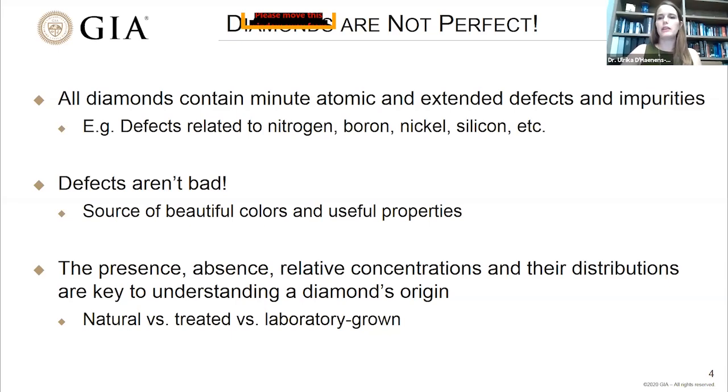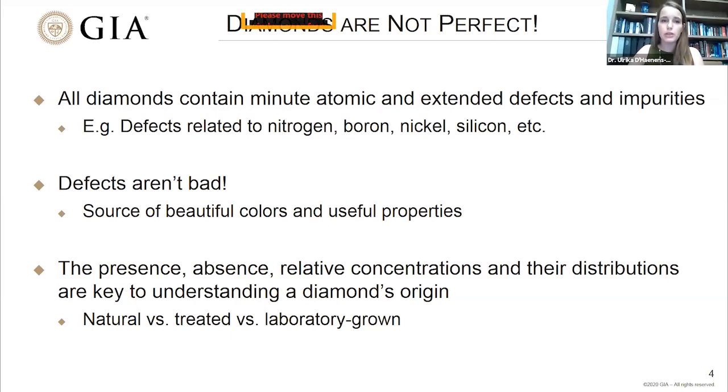So these imperfections that I'm talking about are not inclusions. These are minute, atomic, and extended defects and impurities. These may be related to small holes, such as vacancies, or they could be nitrogen, boron, nickel, or silicon related. So there's a whole family of defects that are present in diamond. Now, defect is a bit of a troubling nomenclature. Defects aren't bad. That's just something other than the diamond lattice. Any type of imperfection is known as a defect.